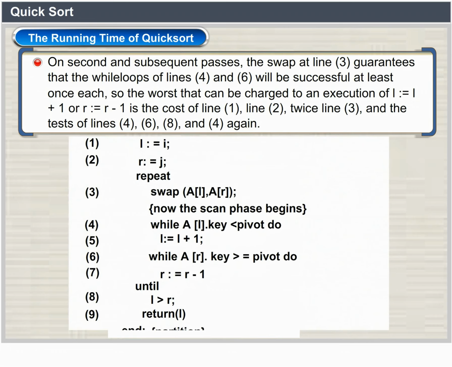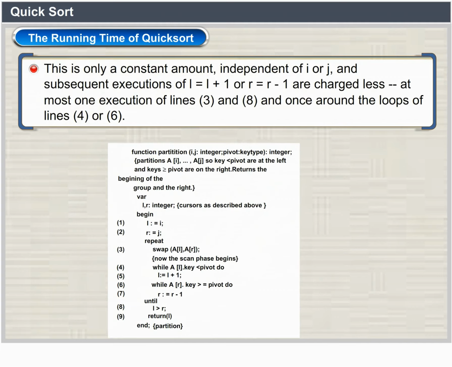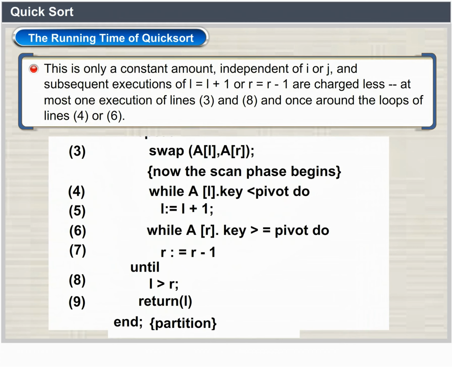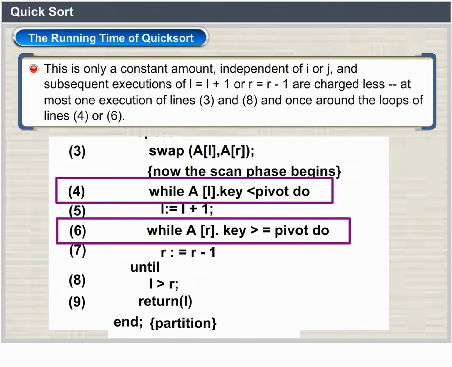So the worst that can be charged to an execution of L equals L plus 1 or R equals R minus 1 is the cost of line 1, line 2, twice line 3 and the tests of lines 4, 6, 8 and 4 again. This is only a constant amount independent of i or j. Subsequent executions of L equals L plus 1 or R equals R minus 1 are charged less, at most one execution of lines 3 and 8 and once around the loops of lines 4 or 6.